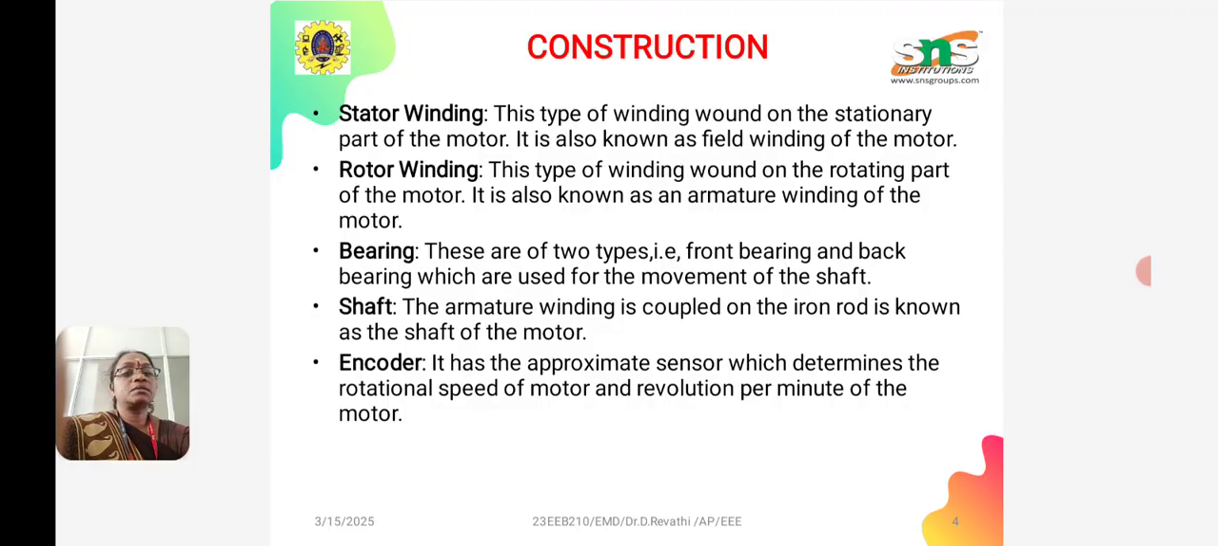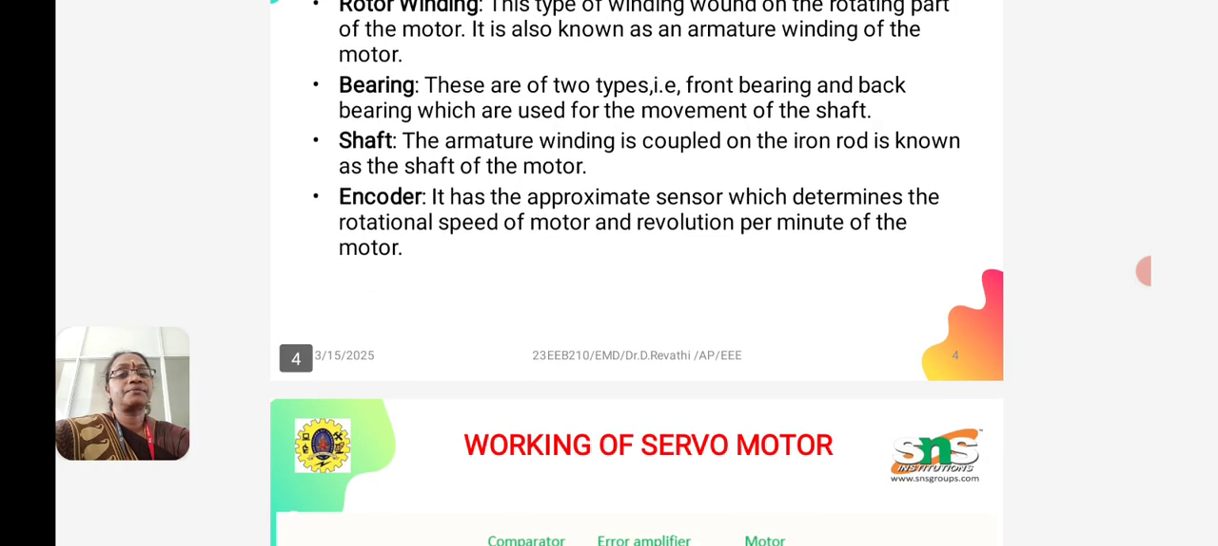And the bearings are of two types, the front bearing and the back bearing, which are used for the movement of the shaft. The shaft is the iron rod to which the armature winding is coupled. The encoder has an approximate sensor which determines the rotational speed of the motor and the revolutions per minute of the motor.